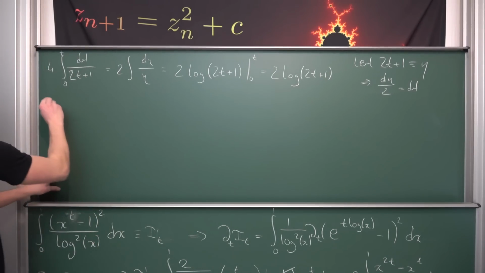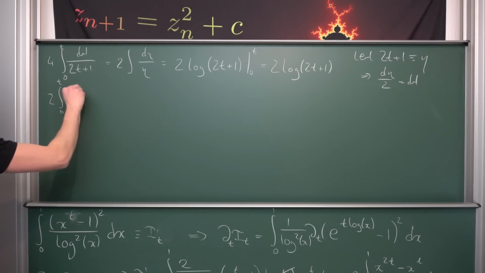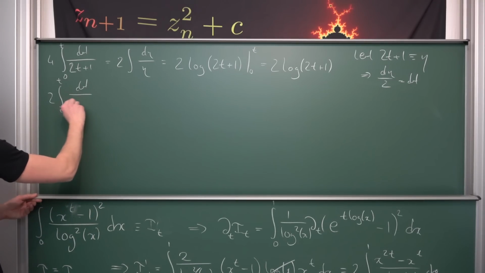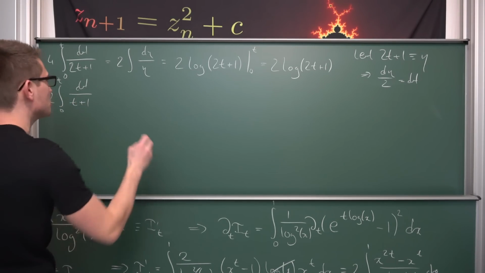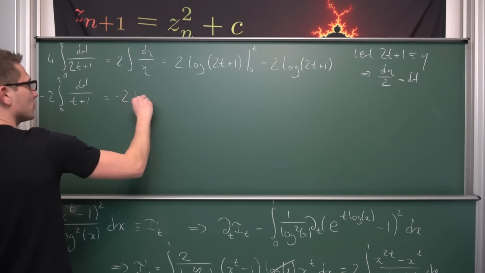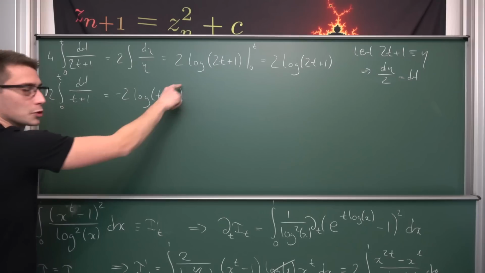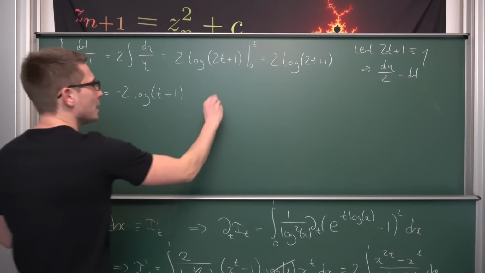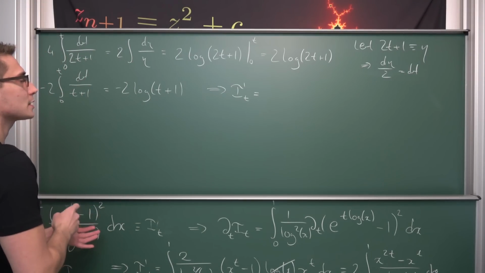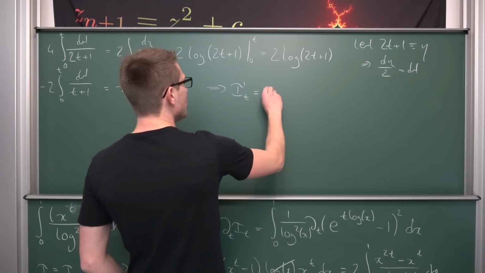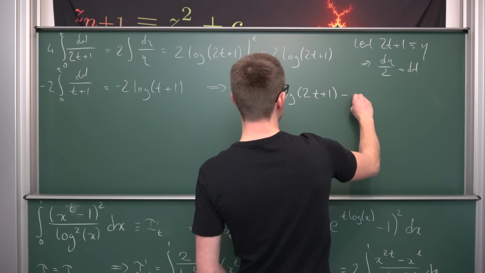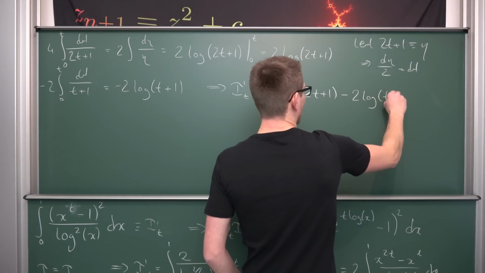Now what about the other one? We have 2 times the integral from 0 to t of dt over t plus 1. Don't forget the negative sign, I'm going to put it here. Okay, we're going to get negative 2 times log of t plus 1 from 0 to t, and by the same argumentation it's going to vanish, meaning we have I prime with respect to t being nothing but, since they both share a 2, 2 times log of 2t plus 1 minus 2 times log of t plus 1.